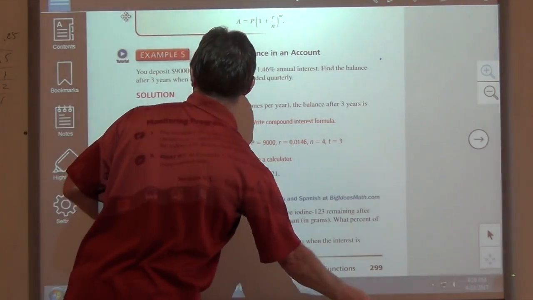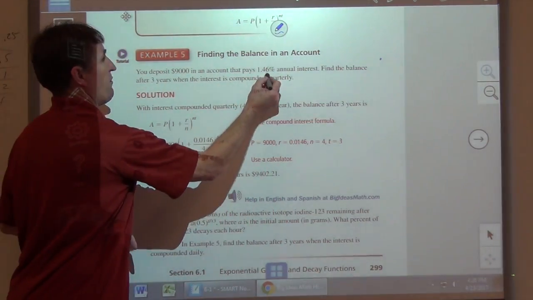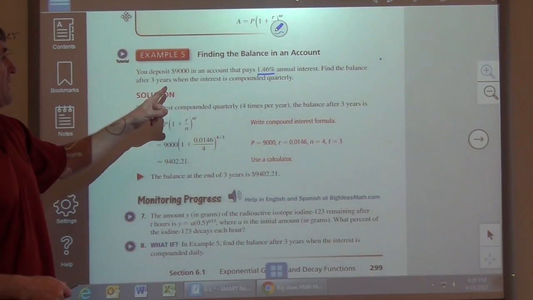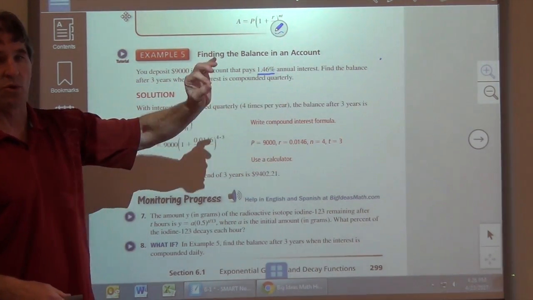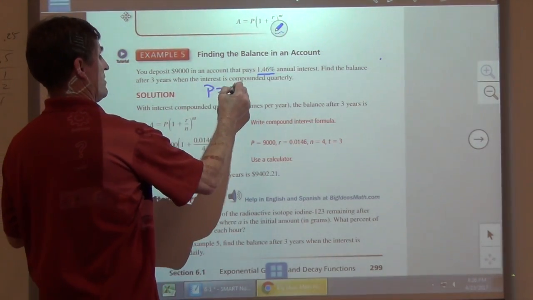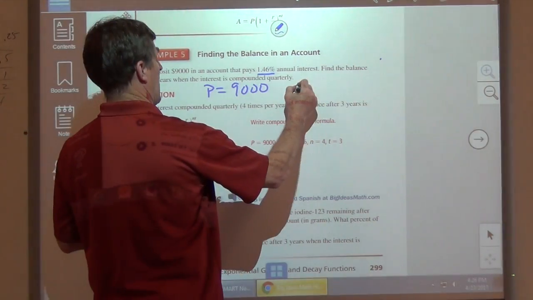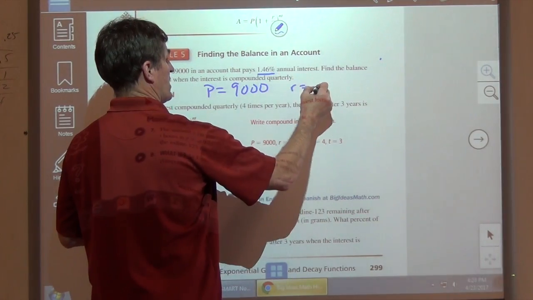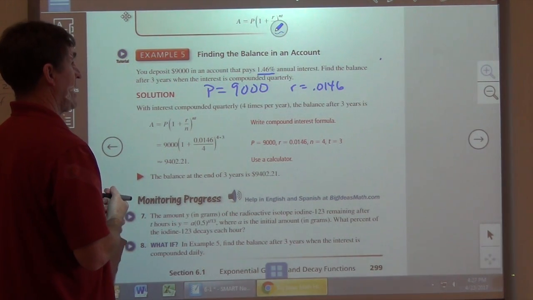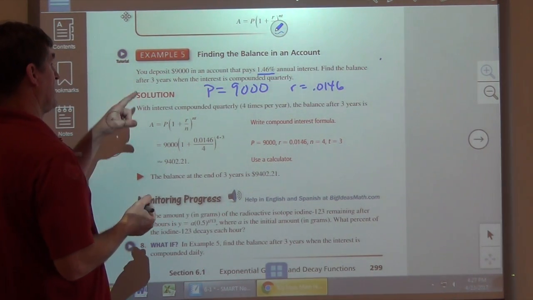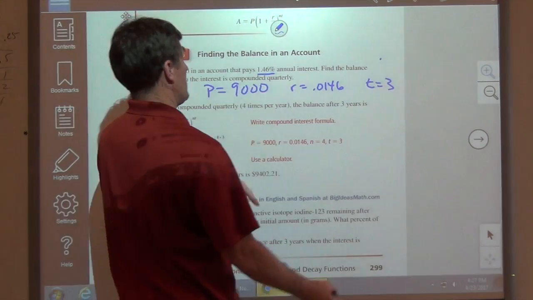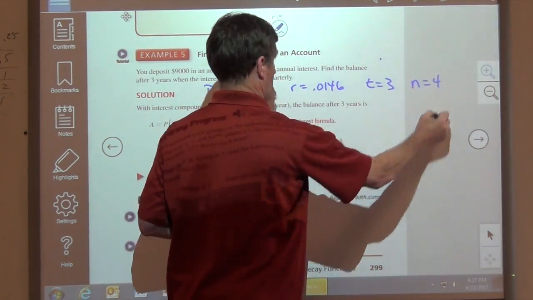So it says you deposit $9,000 in an account that pays 1.46% annual interest. Find the balance after 3 years when the interest is compounded quarterly. So quarterly means 4 times a year. So we now know our initial amount, our P, is 9,000. We know our rate is 1.46. So again, in the problem, we have to change that to a decimal, so 0.0146. And we know that we want to know after 3 years, so the time is going to be 3. And the interest rate is going to be compounded quarterly, so our n is going to be 4.